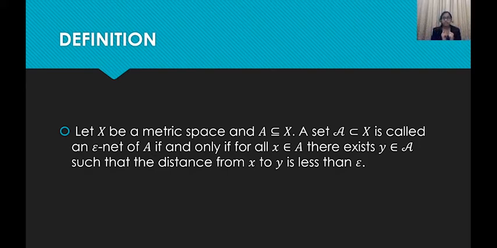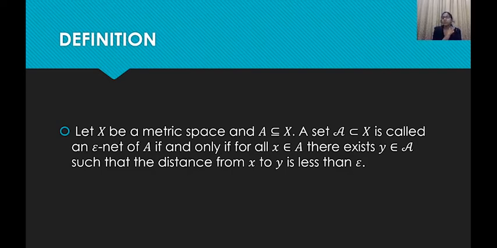I hope you are getting the picture. We have a metric space and a subset of the metric space. Script A is another subset of that metric space which contains certain values, and that set forms an epsilon net if for every value we take in A, there exists a value in script A such that the distance is always less than epsilon. So corresponding to any subset, we can form an epsilon net.